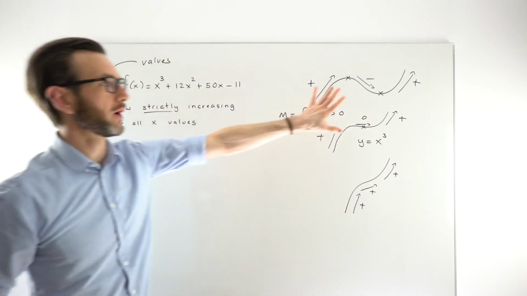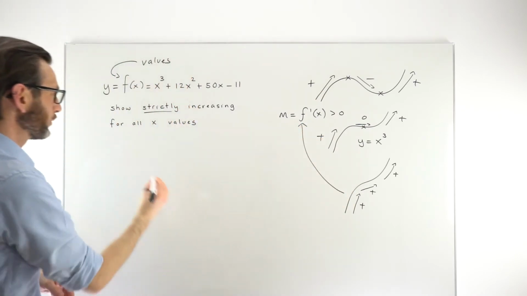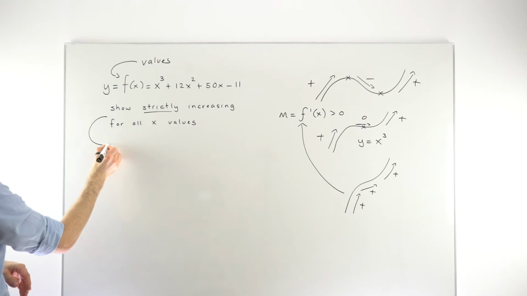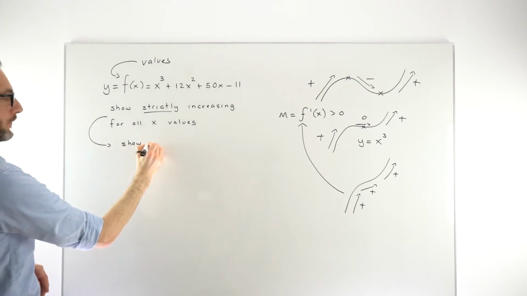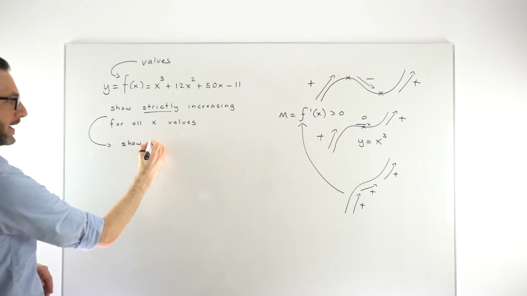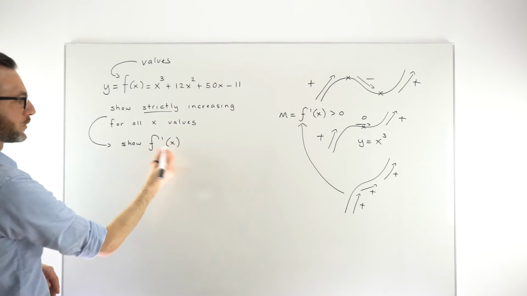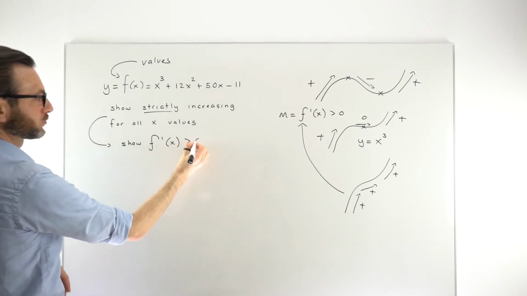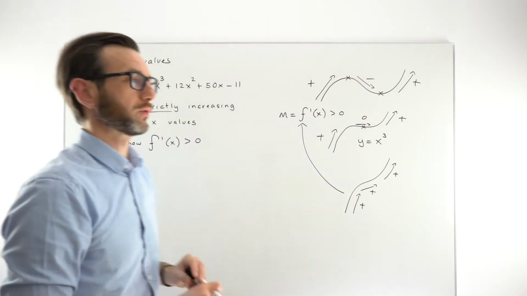So that's the graphical interpretation, which has kind of led us to this point here. So that's what we're trying to show. So we can really interpret this question as saying, show that for all values of x, the gradient, m, or the derivative, which is what we're going to use, is strictly greater than 0. So how are we going to do that? That is now what this is boiled down to.